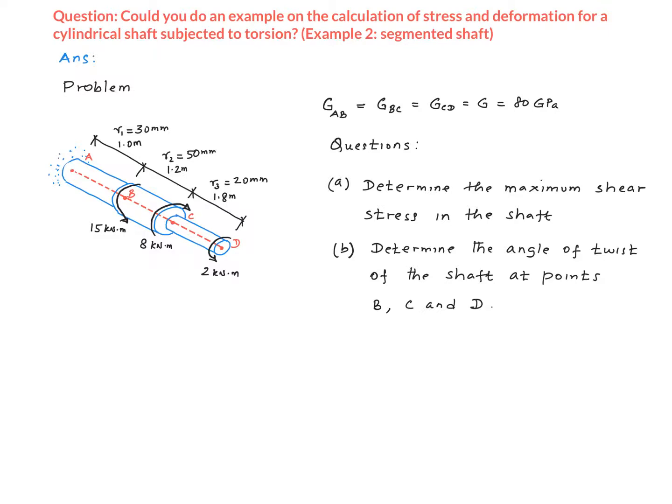We have a cylindrical shaft with a solid cross-section that has three segments, AB, BC, and CD, each with different radius and length. The shaft is fixed at point A and subjected to concentrated torques at points B, C, and D. The shaft is made of the same material throughout, which has a shear modulus of 80 gigapascal.